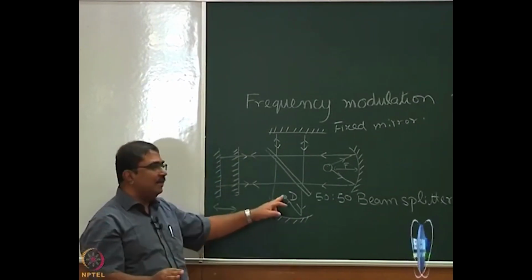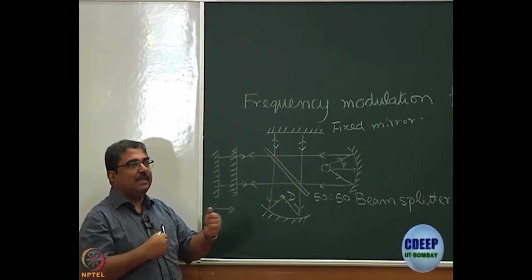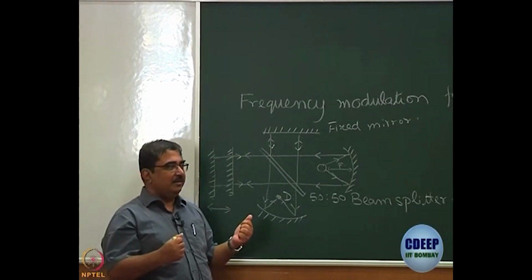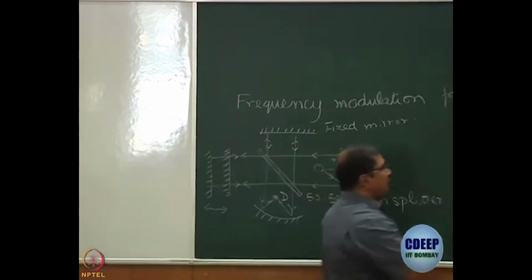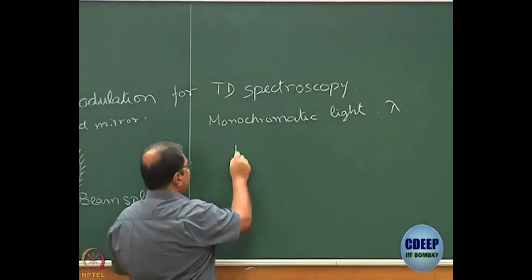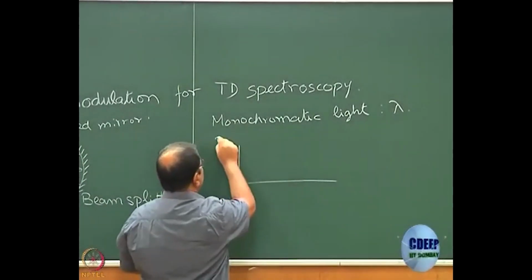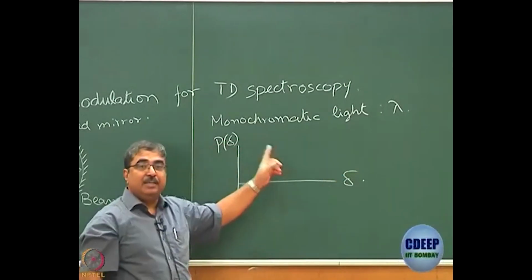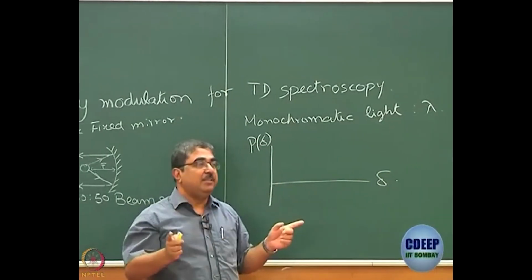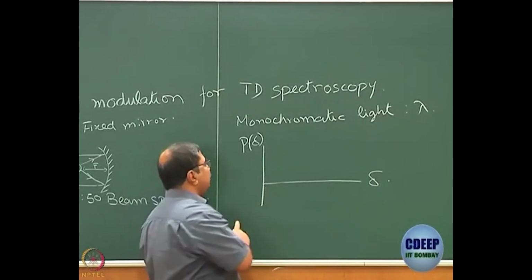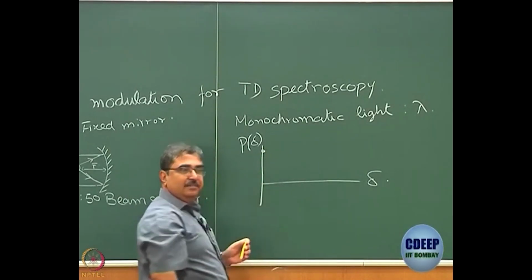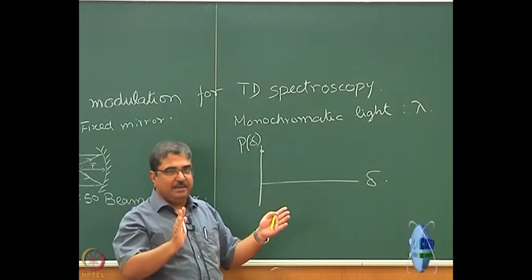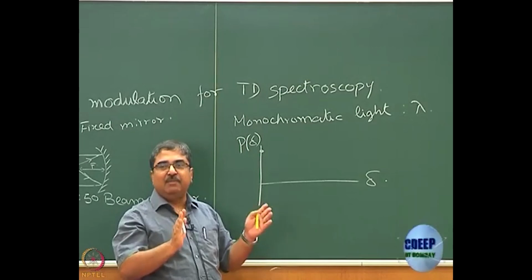What will happen to the signal on the detector if these two paths are exactly the same? Two paths exactly the same means path difference is equal to 0, right? So when path difference is equal to 0, and remember wavelength is lambda, then if I plot the power at the detector as a function of delta, the path difference, remember what delta is? Delta is the path difference between the two beams. When delta is equal to 0, then I am going to get some signal here, okay? Then I keep changing this. What will happen when delta is equal to lambda by 2?